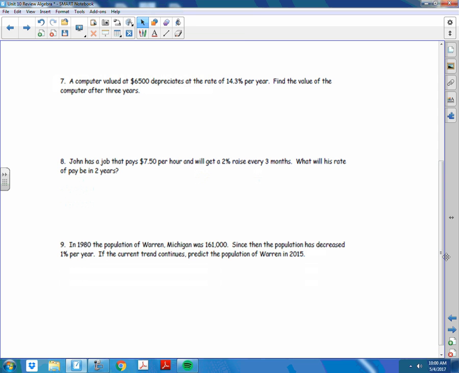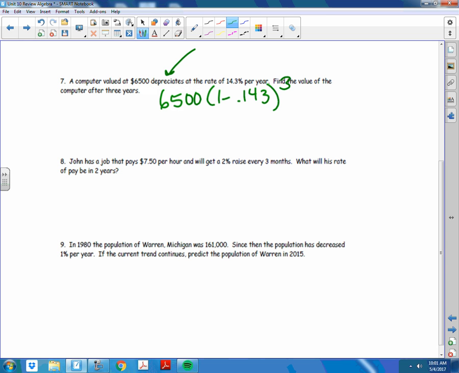A computer valued at 6,500 depreciates at the rate of 4 points, depreciates, decay. So we end up with 6,500 times 1 minus 0.143. Is anyone still not sure how to convert a decimal to a percent to a decimal? Okay. Or just divide by 100 on your calculator and hit enter. Either one works. Okay. So to the 3, and you punch it in.